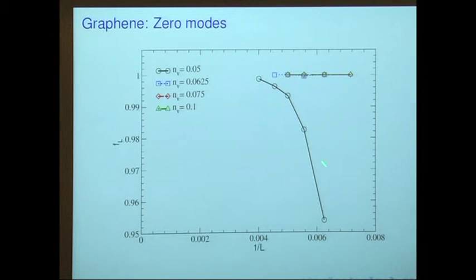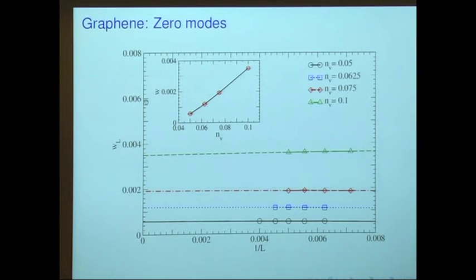There's a kind of a climb here because if you are at lower concentrations of vacancies, you need to go to much larger sizes to reach the thermodynamic limit. So this is 5% vacancy concentration going up to 10%. So the first statement is there's always at least one zero mode in every sample if the sample is large enough. The second statement is that the density of zero modes per unit area in a sample goes to a non-zero thermodynamic limit.